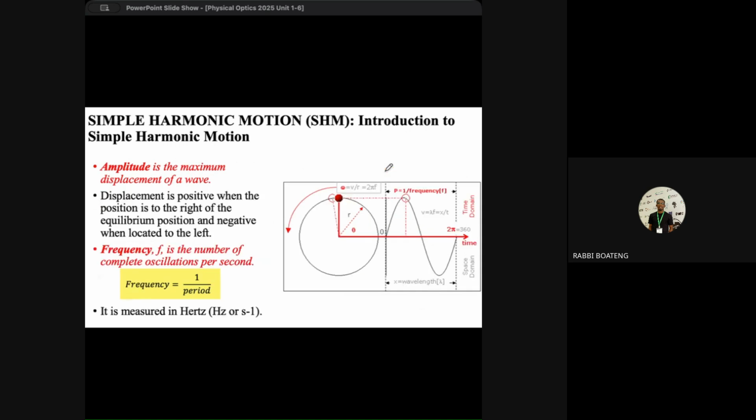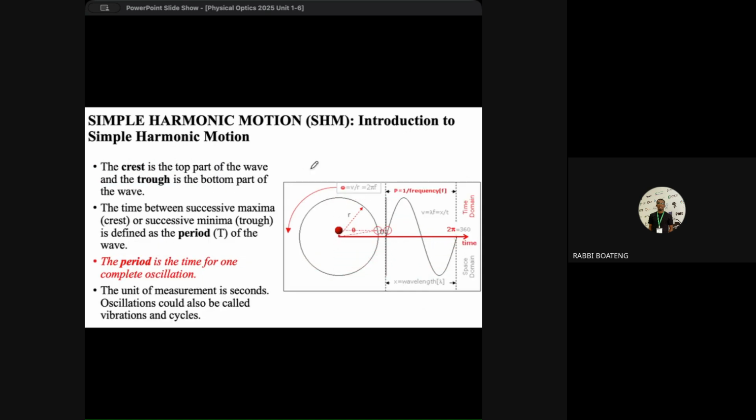Now, let me go back a little. Now, let's look at the properties that we've derived from the simple harmonic motion. Now, we have our crest and trough. Is that okay? So this particular end is the crest. The maximum point at the top here is the crest. The maximum point down here, it is the trough. Is that okay?